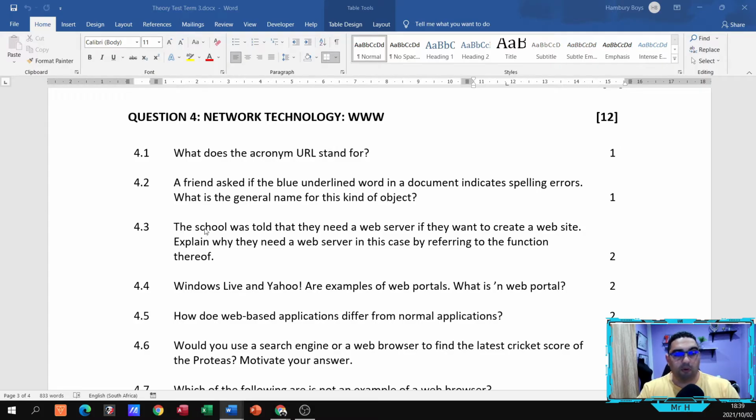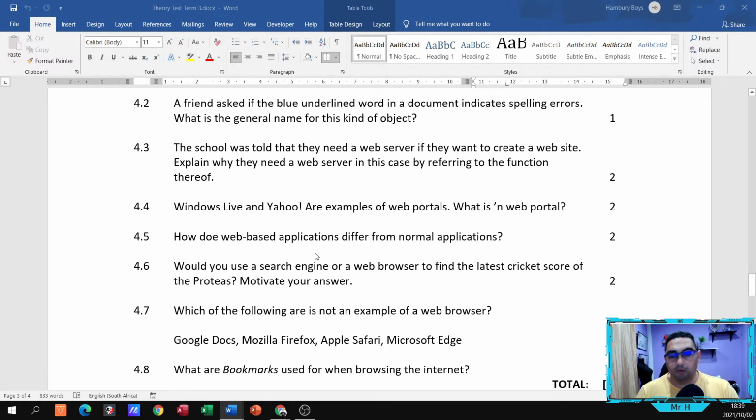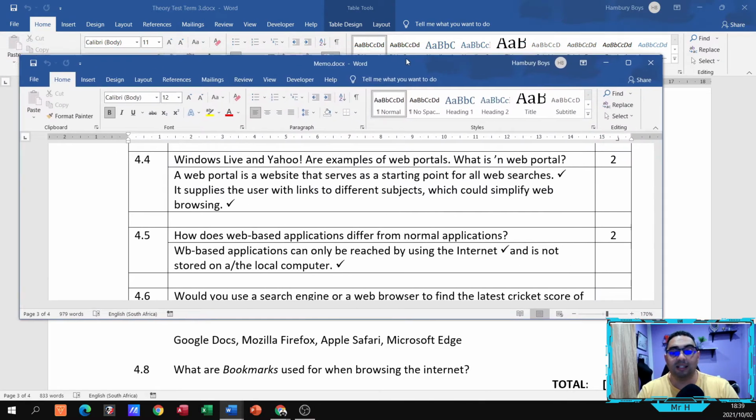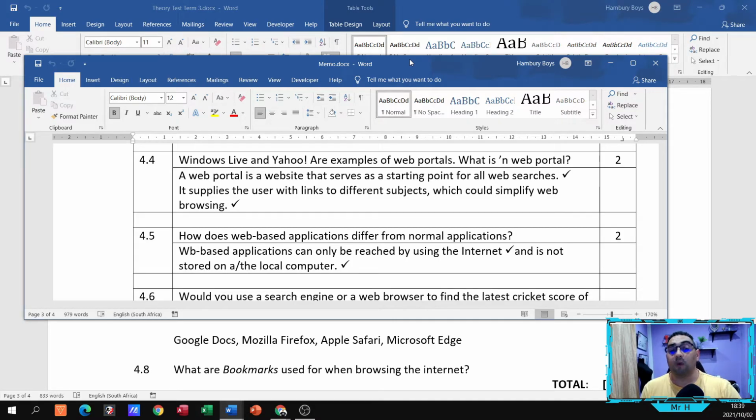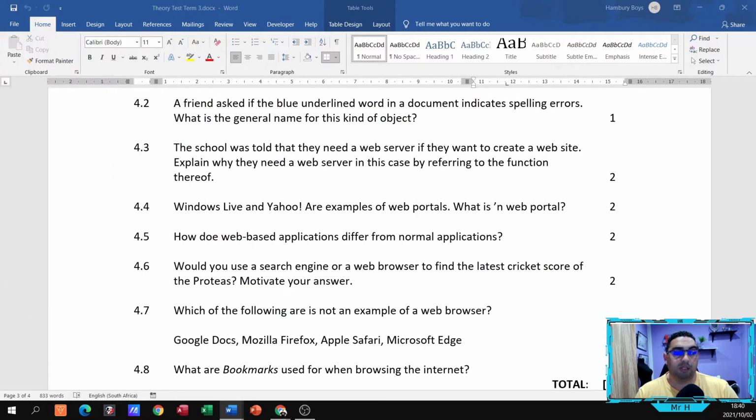Then 4.4, Windows Live and Yahoo are examples of web portals. So what is a web portal? Again, let's go to the memo and get the correct wording. A web portal is a website that serves as a starting point for all web searches. It supplies the user with links to different subjects, which could simplify browsing. Please try and remember that. You can simplify it if you want to, but please do remember those definitions.